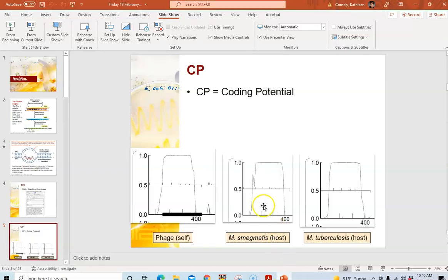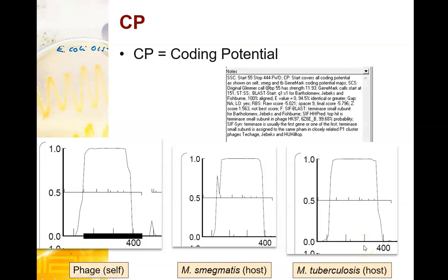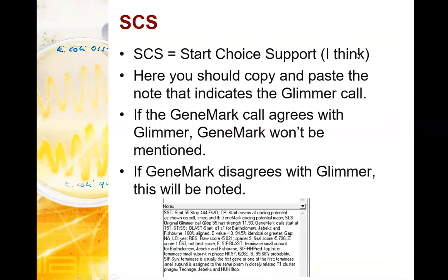All right, now I'm going to go back to my PowerPoint. And so this is what I'm going to say in my notes. So CP is coding potential. So I write CP: start covers all coding potential as shown on self, SMEG, and TB GeneMark coding potential maps, and then I write a semicolon. Okay, so we're done with that.